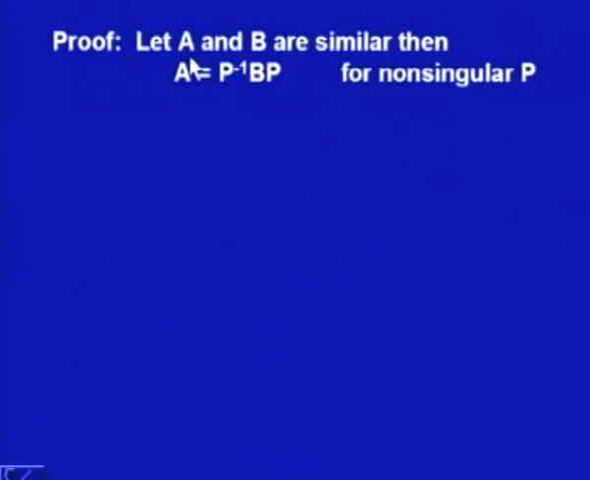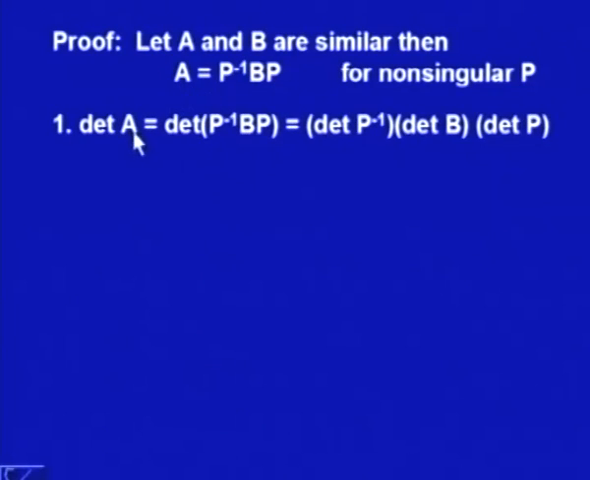So, to prove the first property, let us say A and B are similar. Then this statement means that there exists a matrix P which is non-singular such that A is equal to P inverse BP, and from here we can take the determinant of both the sides. So, determinant A is equal to determinant of P inverse BP, and we know the property of determinants, that the determinant of a product is equal to the product of determinants. So, determinant P inverse BP is equal to determinant P inverse multiplied by determinant B into determinant P.